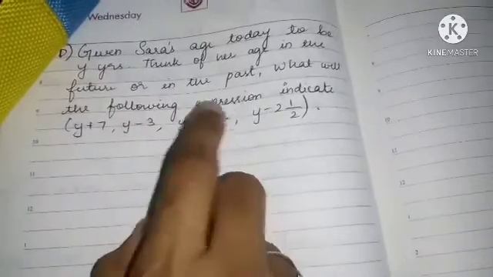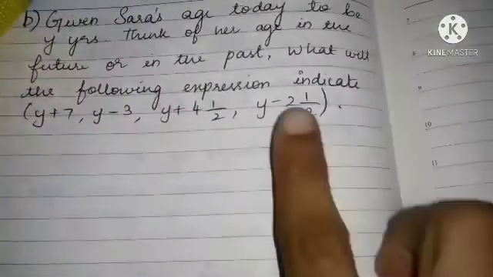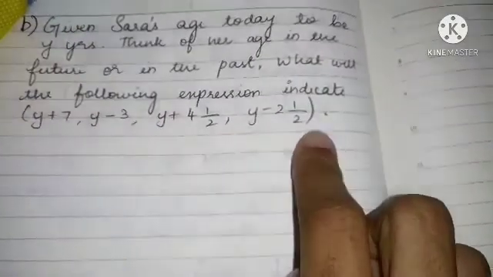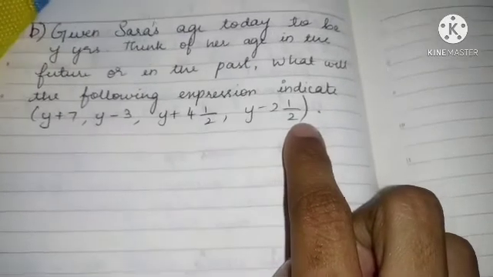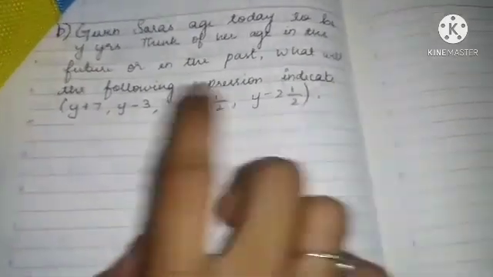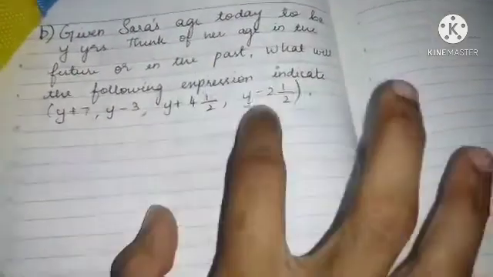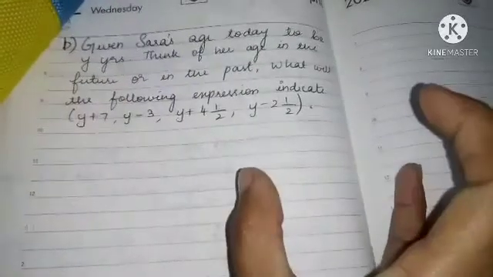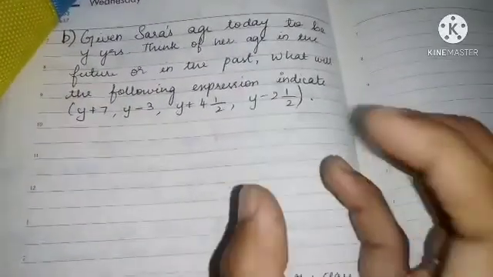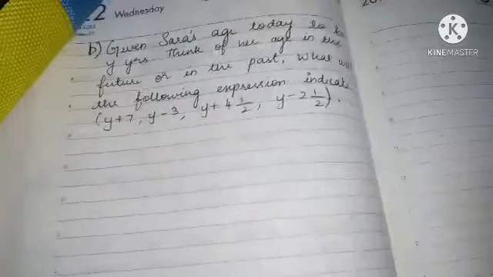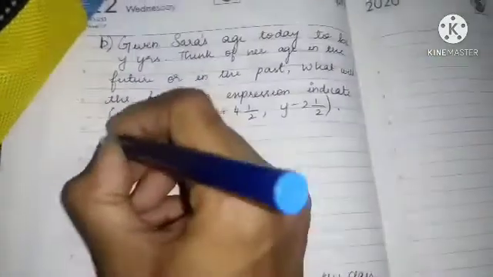So y plus 4 1/2 is indicating the future age of Sarah. y minus 2 1/2 is indicating the past age of Sarah. So this expression is indicating the future and past age of Sarah. Now shall we write it in the solution?